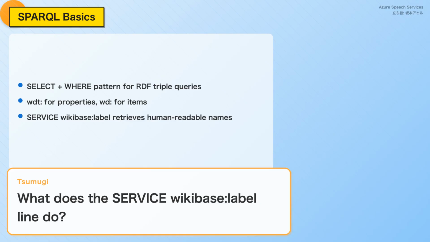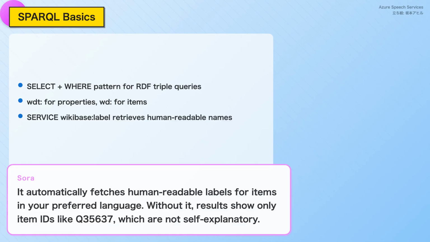What does the SERVICE wikibase:label line do? It automatically fetches human-readable labels for items in your preferred language. Without it, results show only item IDs like Q35637, which are not self-explanatory.